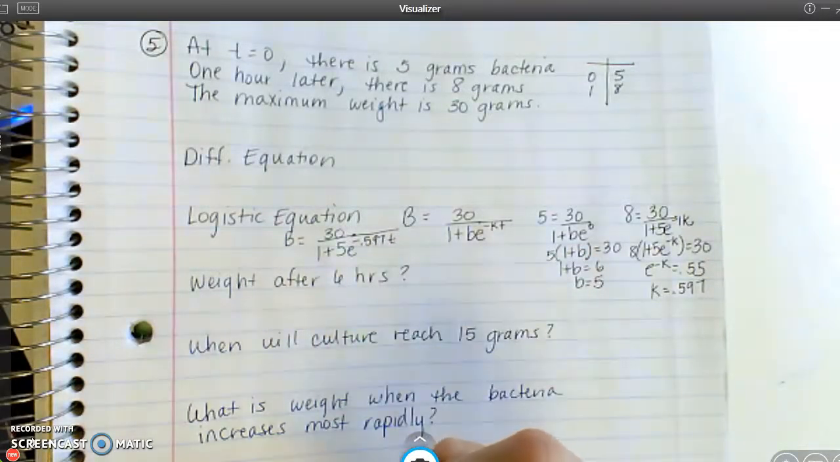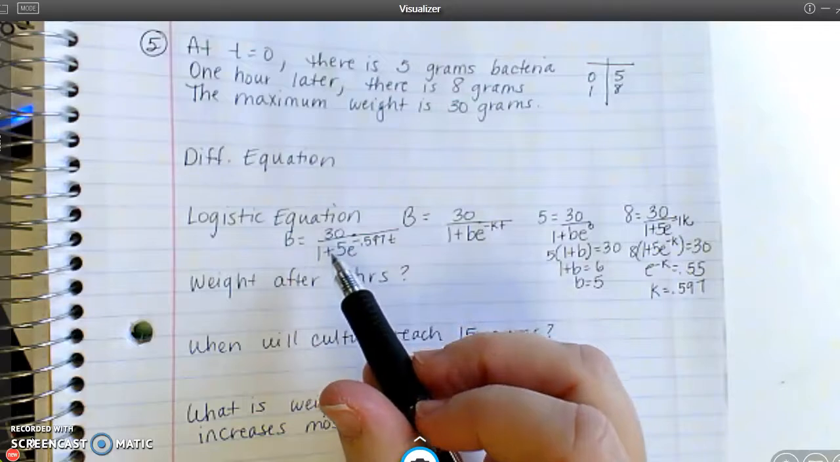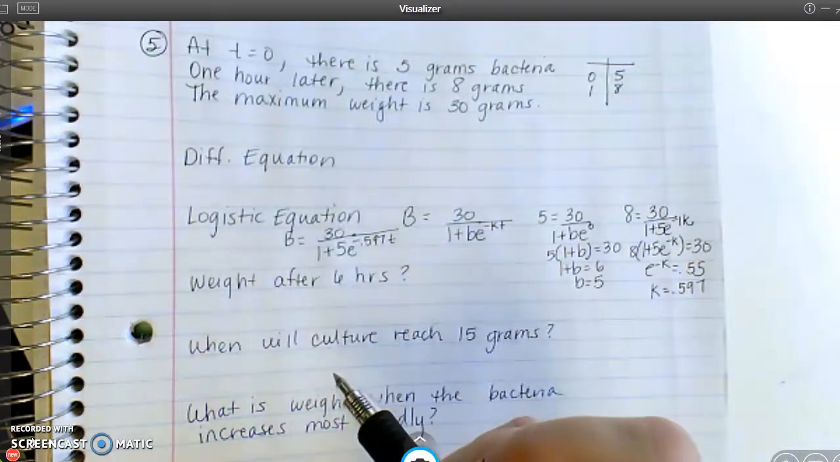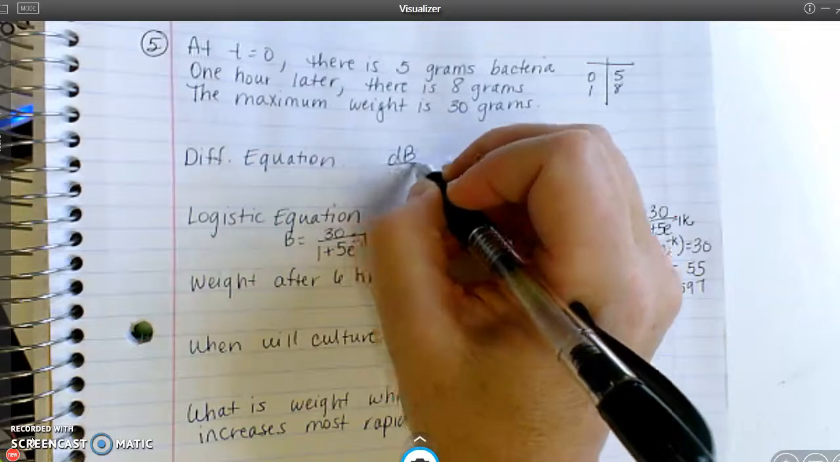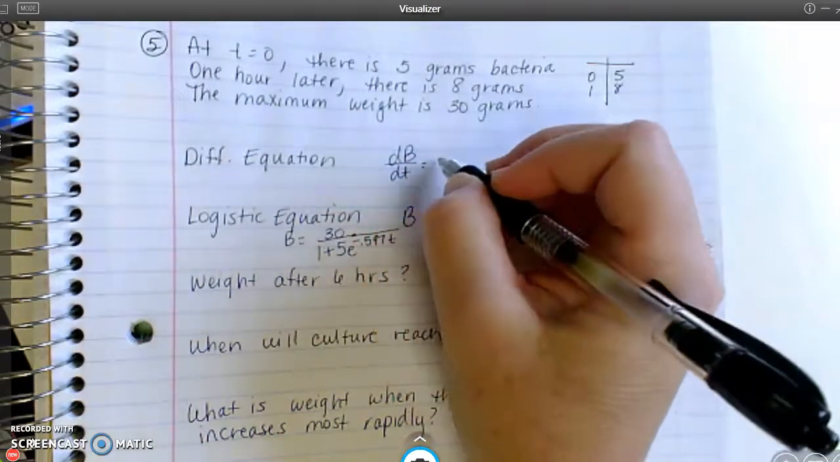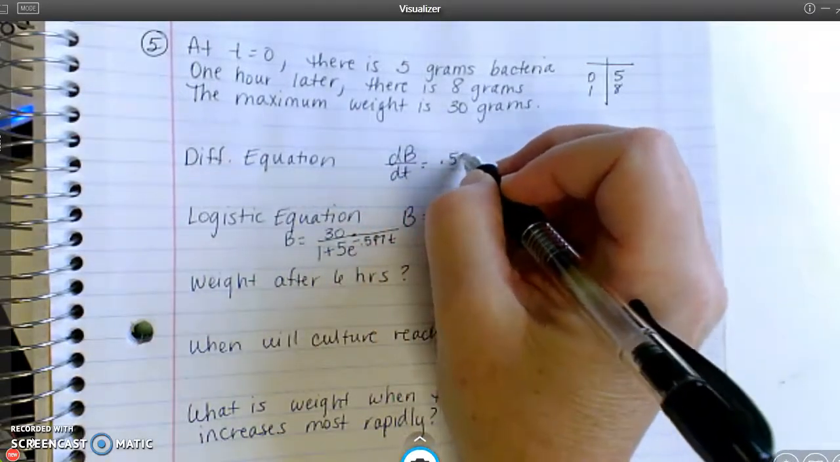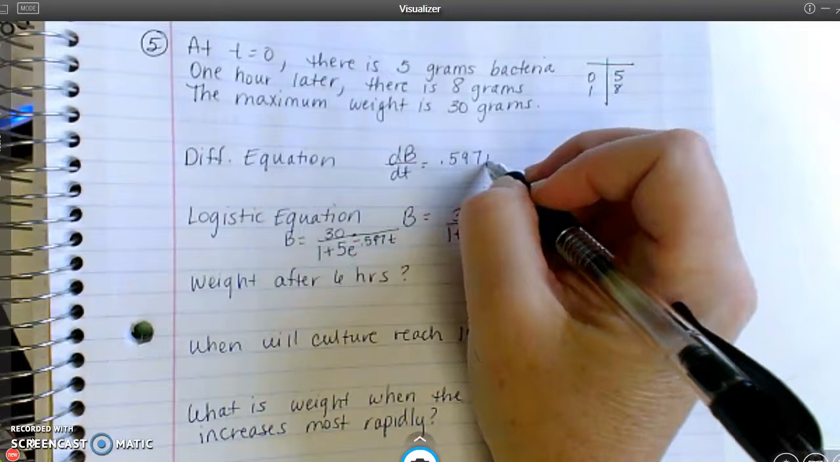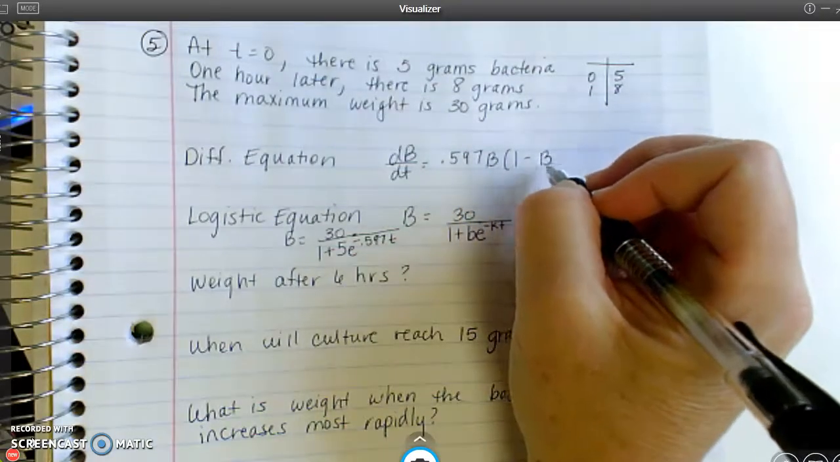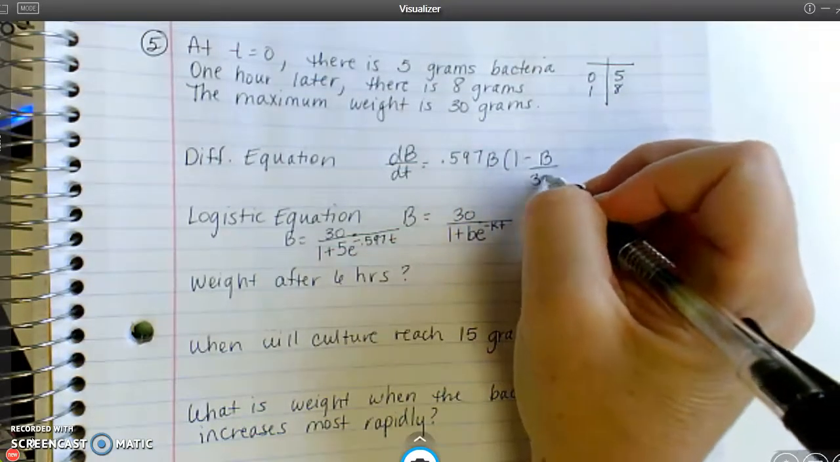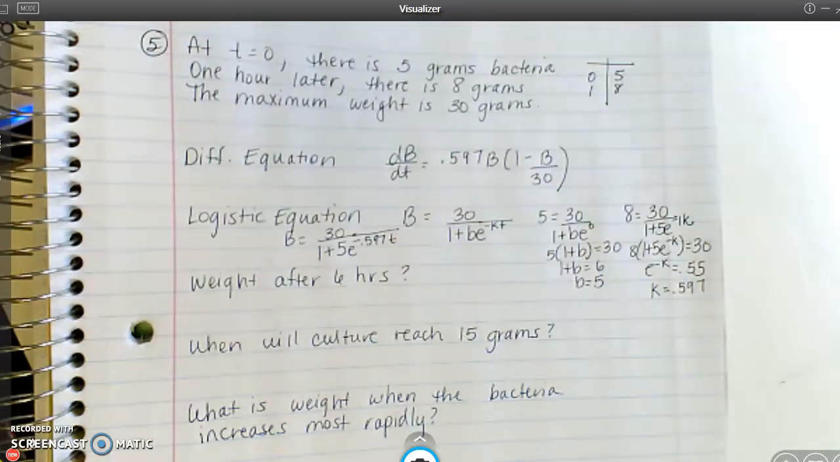Because I have this equation, that means I can go back and write the differential equation just using the letters I know. So dB/dt equals, it starts off with k, so that's 0.597, and then B, times 1 minus B over L, where L is 30. And so that would have been the differential equation to fill that in.